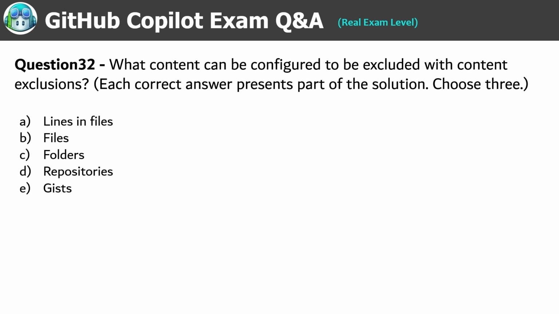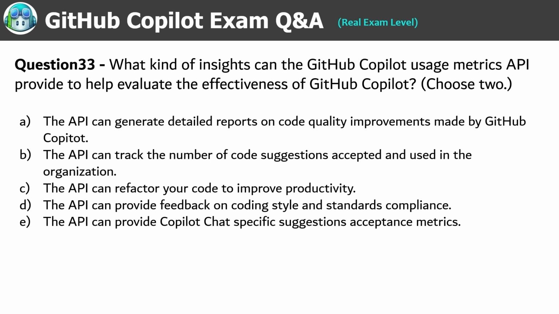Next, question 32. What content can be configured to be excluded with content exclusion? Each correct answer presents part of the solution. Choose three. You have to choose three answers here. Answer is B, C, and D. Files, folders, and repositories. While I am showing the questions, you can pause this video and try to answer this before I answer. Okay, make this a habit.